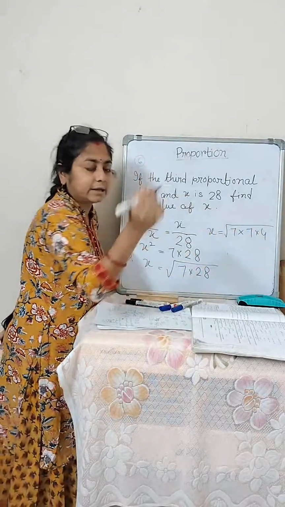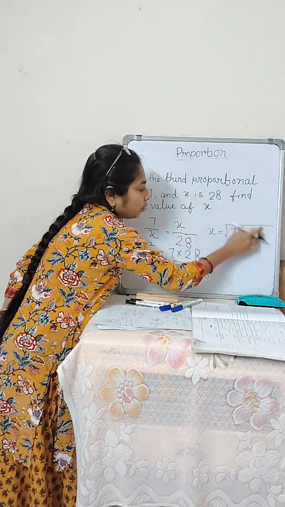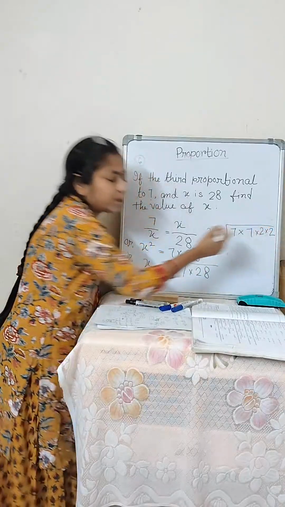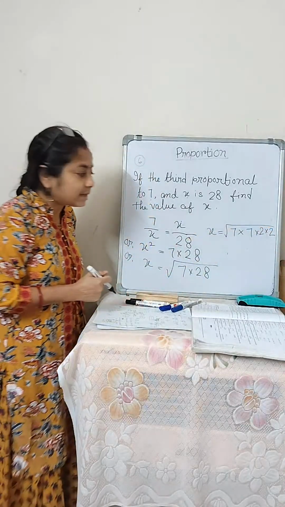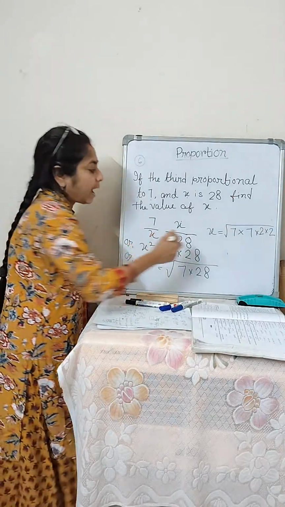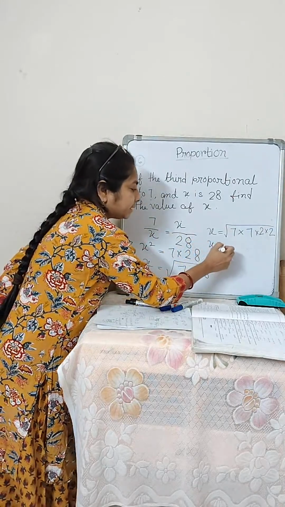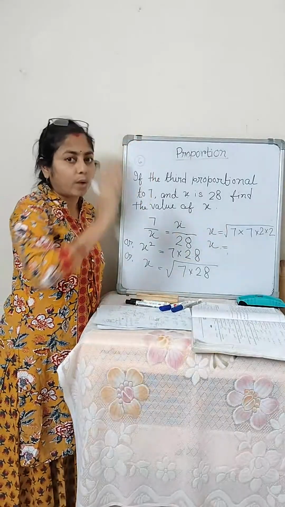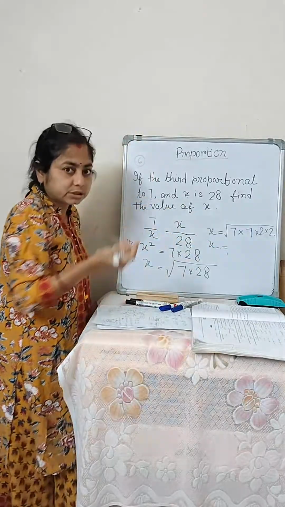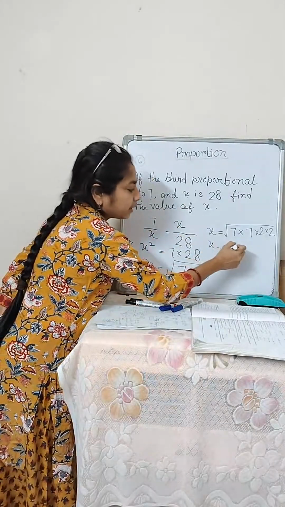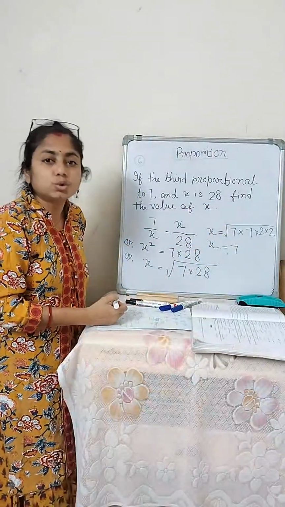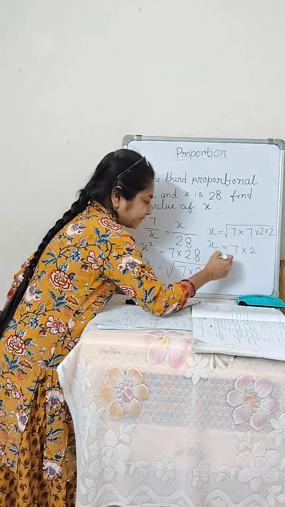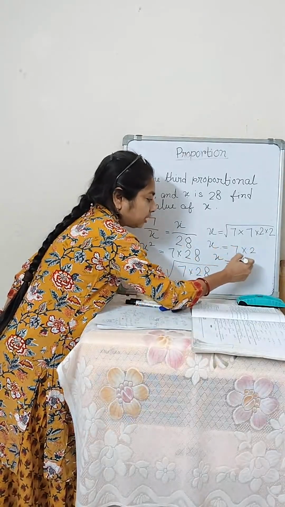Now I break the 4 into 2 parts. Why do I need 2 parts? If I break it 2 into 2, then I can take the root easily. In the root, what happens? For 2 numbers, I can take 1 number. Here there are two 7s, so I take one 7. Clear? And here there are two 2s, so I take one 2. And our answer is 14.